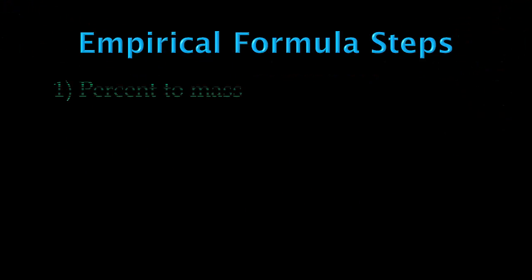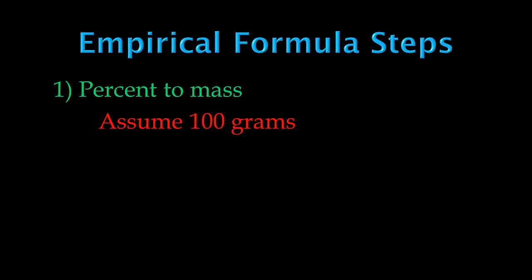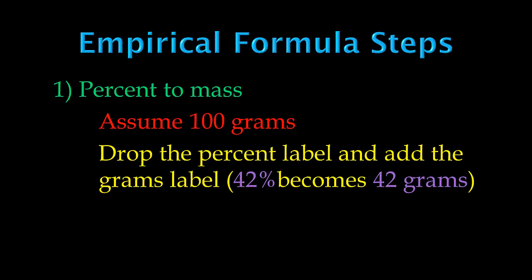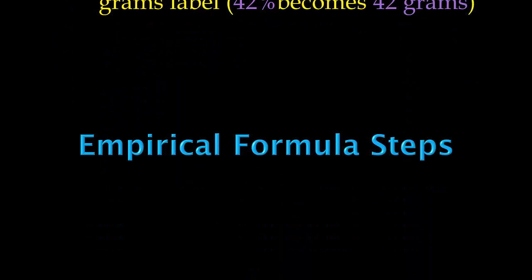Now we need to find out how to calculate an empirical formula. The first step, you need to write these down, is you convert from percent to mass. And you always assume that there are 100 grams. You drop the percent label and add the grams label. So if we say that there's 42% oxygen, we are going to change that percent to grams, and we're going to say that it's 42 grams of oxygen.